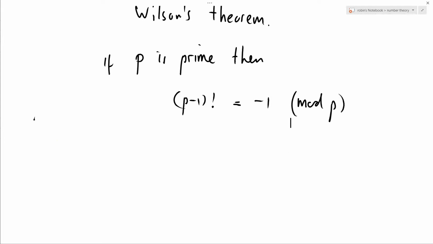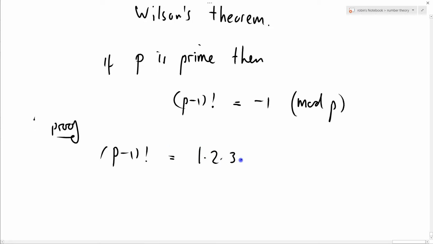It crops up over and over again. I think this is one of the theorems that you can assume in Olympiad questions. But I'm going to prove it anyway. (P minus 1) factorial, this is a proof. (P minus 1) factorial equals 1 times 2 times 3 times 4 times 5 times P minus 2 times P minus 1.